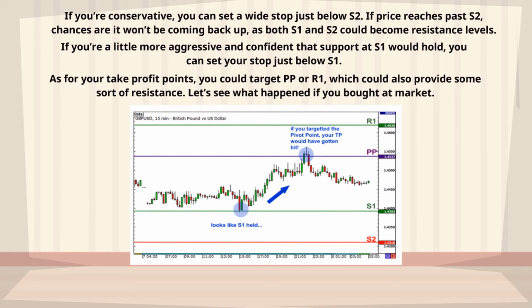If price reaches past S2, chances are it won't be coming back up, as both S1 and S2 could become resistance levels. If you're a little more aggressive and confident that support at S1 would hold, you can set your stop just below S1. As for your take profit points, you could target PP or R1, which could also provide some sort of resistance. Let's see what happened if you bought at market.